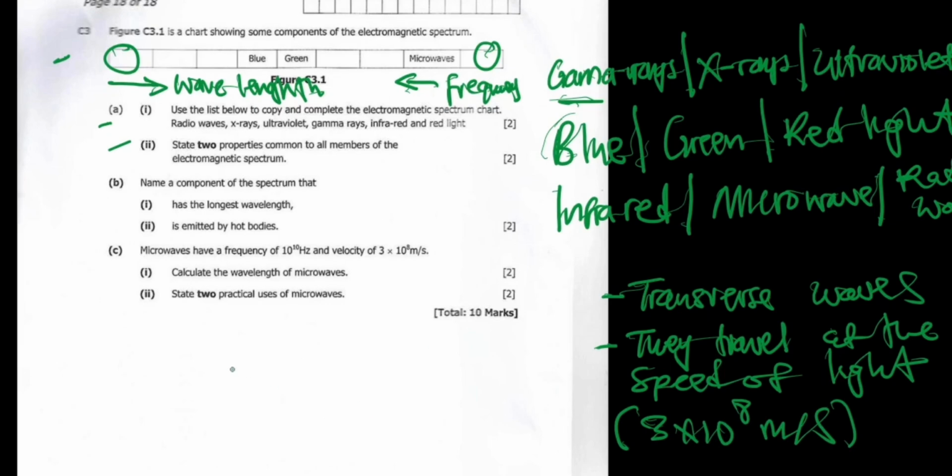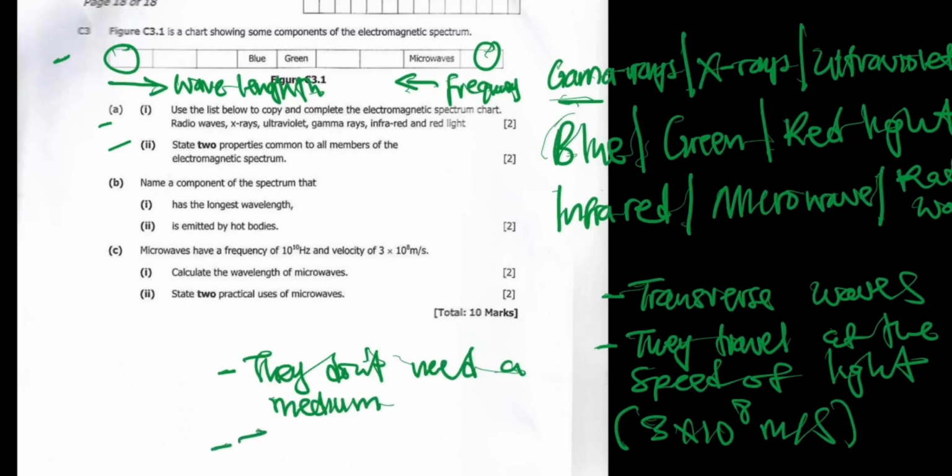Now the other property is that they don't need a medium because they can travel in a vacuum. And they also transfer energy without transferring matter. But you can just choose 2 from these because the question says state 2 properties common to all members of the electromagnetic spectrum. So these are some of the properties of these waves.